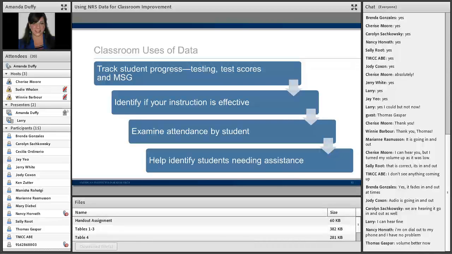Anything else when you think about tracking student data, testing, scores, and MSG that you have used your data for? I'm just going to pause for a minute, and if you have any experiences you want to share in the chat pod, please do so. Okay, I see TMCC is typing, so I'm going to give them a moment so we can read what it is they've done with their data around tracking student progress.